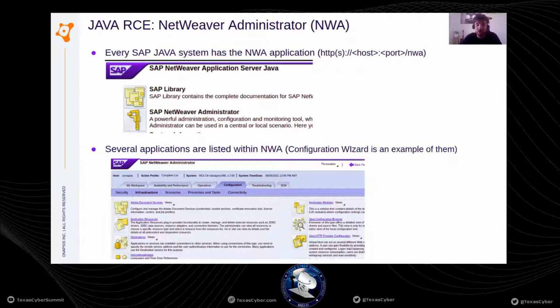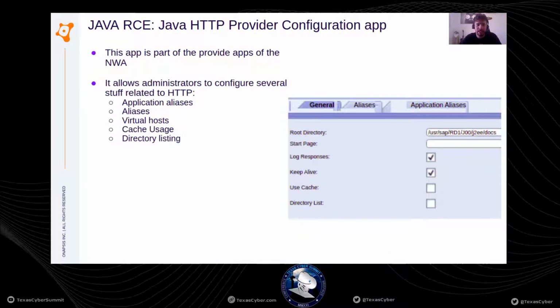In fact, the configuration wizard application, the one that is related to Recon, is inside this NWA. Another application that is part of it is called Java HTTP Provider Configuration. Within this application, you can configure several things related to the HTTP server. For example, you can define application aliases. Application aliases are basically a short path used to relate an application.